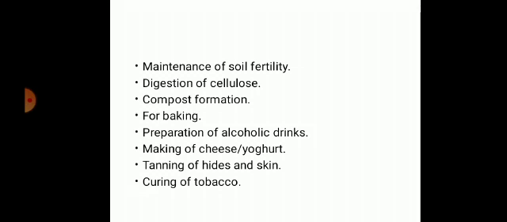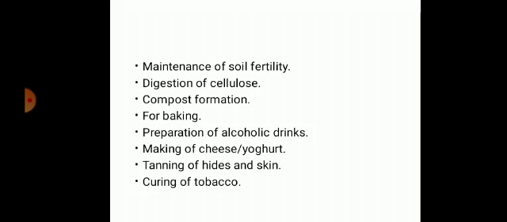Now let us look at the next one, the making of cheese or yogurt. Certain bacteria are used in food processing, such as cheese, vinegar, and yogurt. Then let us look at the next one, the tanning of hides and skin. The action of bacteria is useful in the conversion of hides and skin to leather during the tanning process.